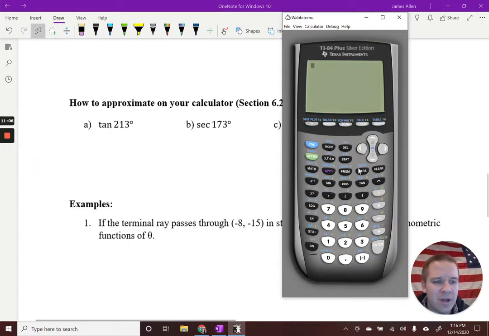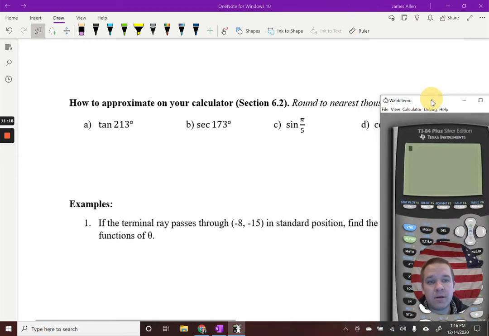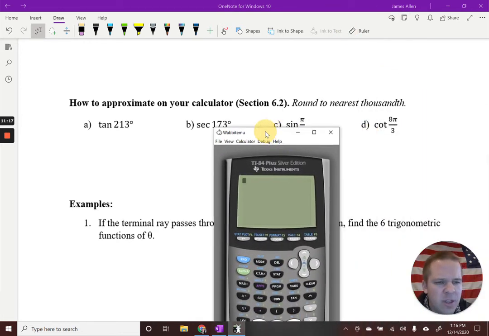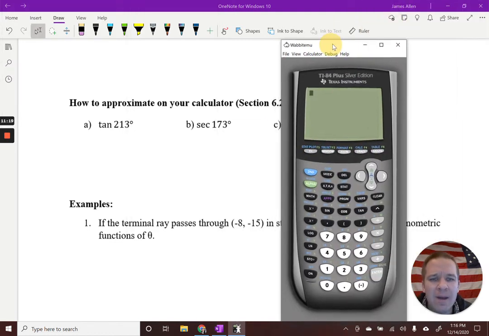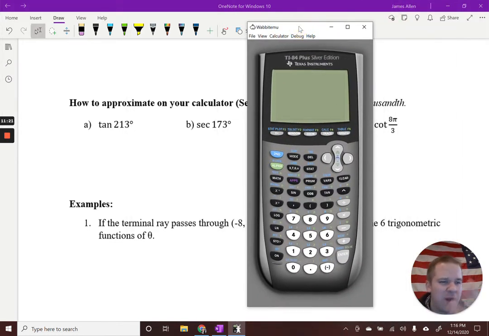Alrighty, next one, we got to use our little TI-84 plus calculator, or whichever one you have. So here we got to approximate on your calculator, okay? This is a callback to 6.2 that we didn't get to, but whatevs. It's honestly not that big of a deal. Your biggest issue is going to be making sure that you're in the right mode, right?